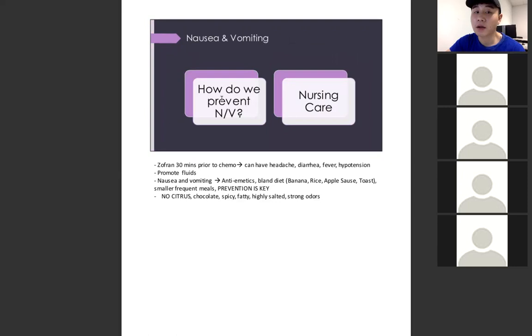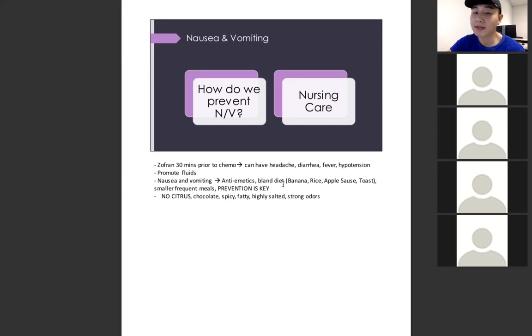Nausea and vomiting. We have to prevent nausea and vomiting in this patient because they are receiving chemo, so they are really high risk for nausea and vomiting. And if they are experiencing nausea, vomiting, they can lead to cerebral bleeding because they are low platelet. So we have to give them Zofran 30 minutes prior to chemo. Can have headache, diarrhea, fever, hypotension, promote fluids. Nausea and vomiting, we treat them with antiemetic.